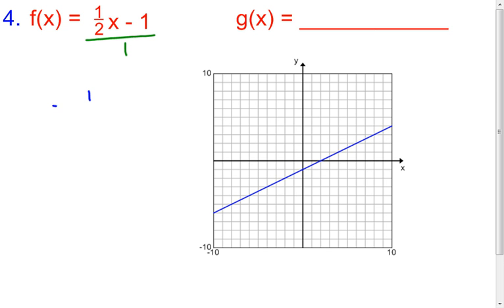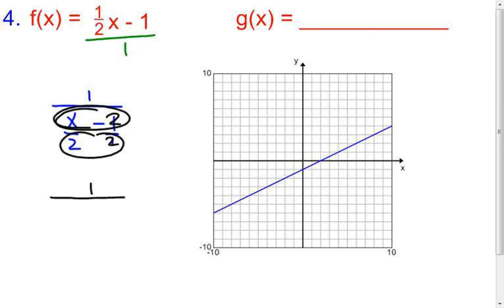So if we flip this, we will have 1 over 1/2 x minus 1. And by the way, that 1/2 x is the same as x over 2, which will just make us think about this a little bit better. Okay, so right now this is over 1. I need to get a common denominator down here, so I need to change this to 2 over 2. And when I do that, I will have 1 over x minus 2, and then down here is your common denominator, which is 2.